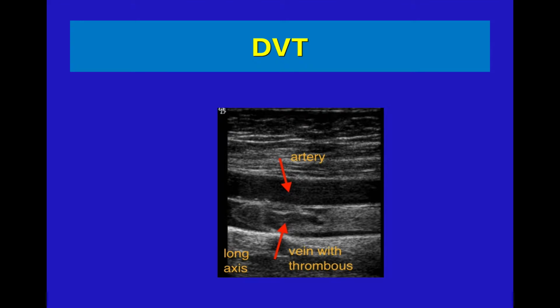Here's just another picture of a vein thrombus in long axis. One of the things I want to relay from this slide is that if you do see a short axis and you're not sure, remember you can always place it in a long axis to see if there's a clot.